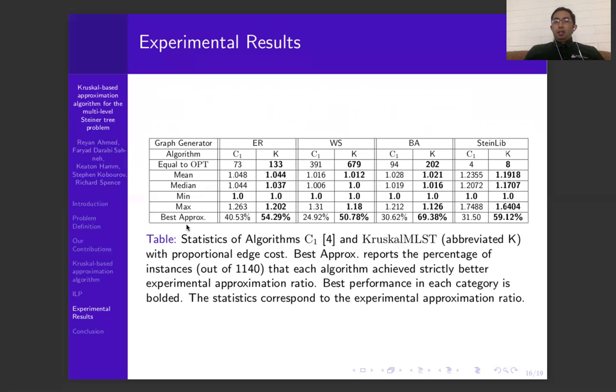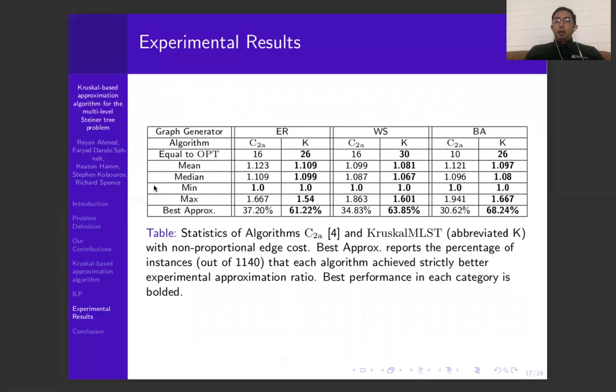Best performance in each category is bolded, and as we can see, most of the time the Kruskal-based algorithm performs better compared to the other algorithm. So this was for proportional edge cost.